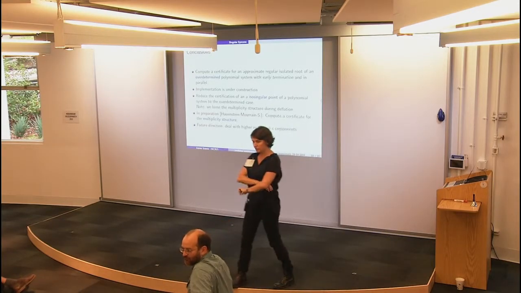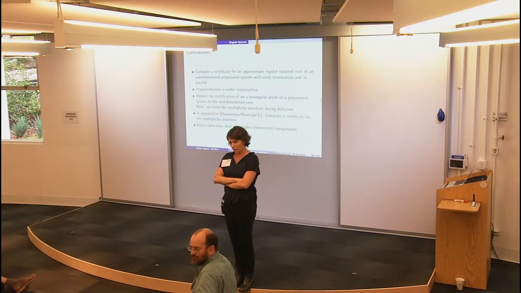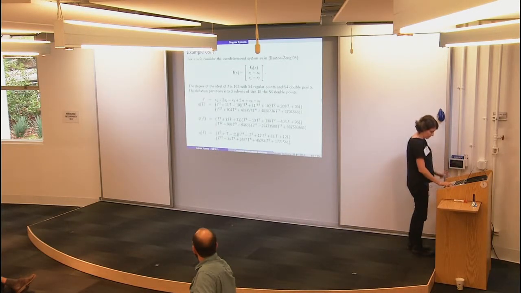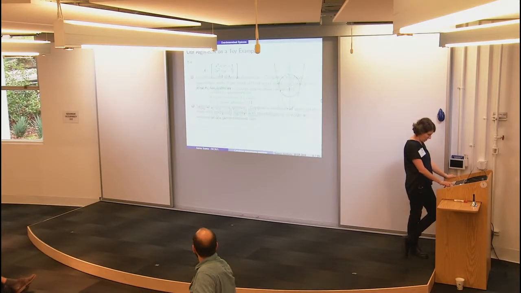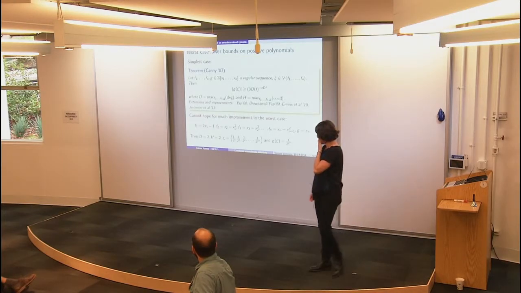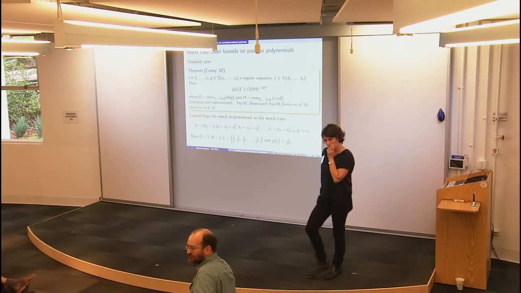My question is not actually about your results, but about these bad examples. So you showed us an example where you have a very small separation between roots. Yeah. Can you show? Sure. My feeling was that all these examples with very bad separation are very degenerate in some sense.